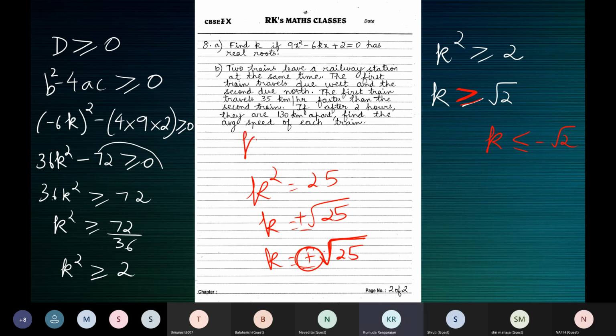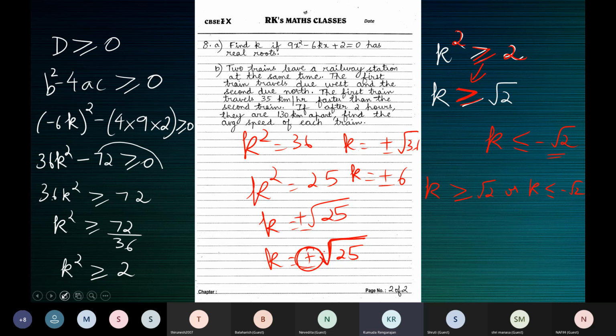Like we say k squared is equal to 36. k is equal to plus or minus square root of 36. k is equal to plus 6 or minus 6. In the same way, k squared is greater than or equal to 2. So for k, it will be plus root 2 and minus root 2. Take plus root 2 with the same inequality, and for minus root 2, reverse the inequality. So k will be greater than or equal to root 2 or k will be less than or equal to minus root 2.